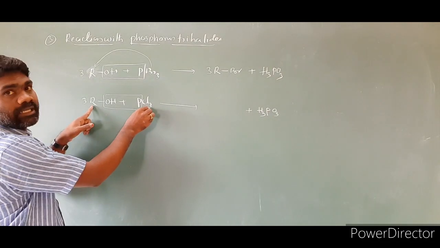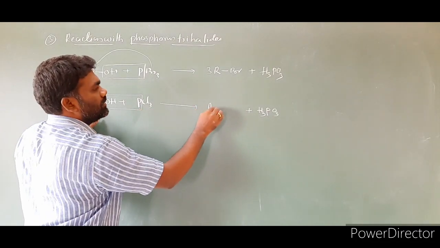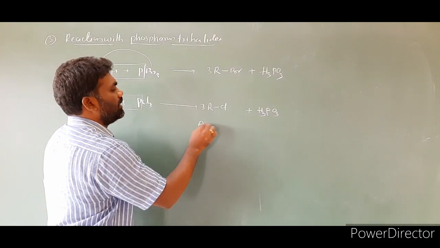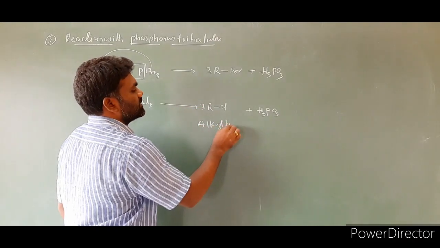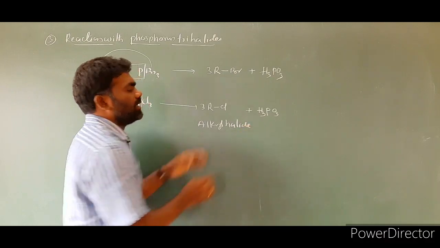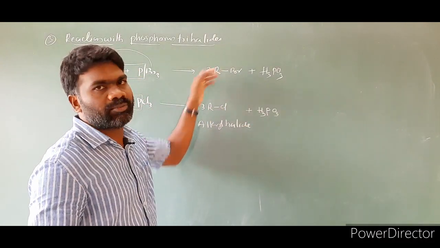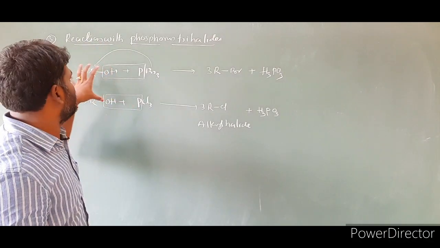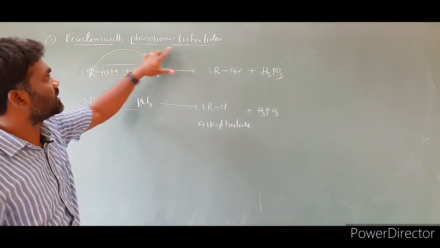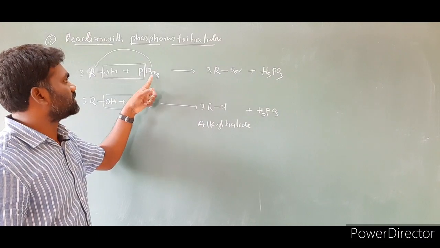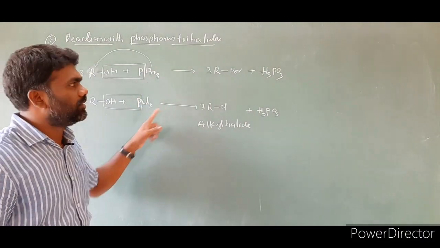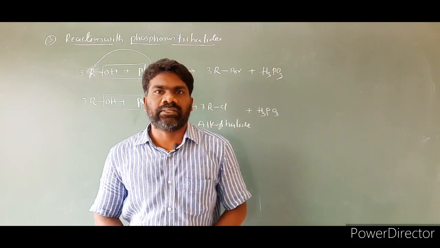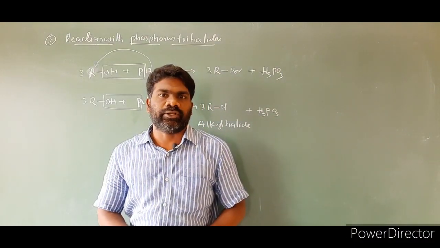3 chlorines go to 3 alkyl groups, so R, Cl, 3 RCl. Simply, these are alkyl halides: alkyl chloride, alkyl bromide. The simple point is that reactions of alcohols with phosphorus trihalides such as phosphorus tribromide and phosphorus trichloride produce alkyl halides as a product. Next class I will come with another continuation topic.